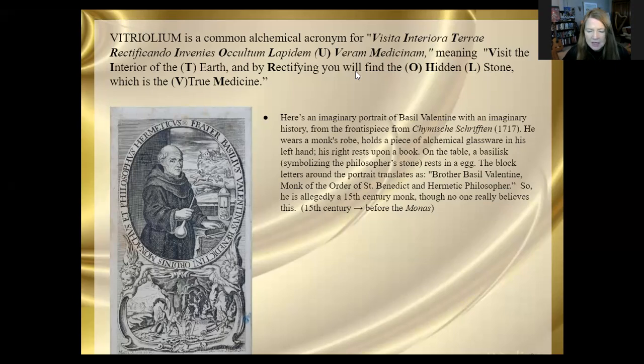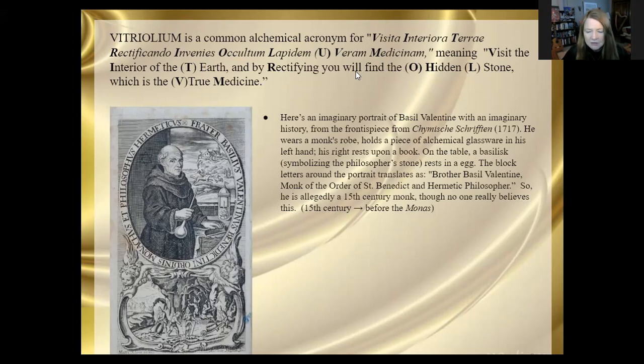There's a basilisk on the table, which would symbolize the philosopher's stone. The word basilisk comes from, like basil, a very unusual Greek word, usually thought to mean king, although its etymology is really strange. Look into it if you love etymologies. Anyway, the basilisk is resting on an egg, probably the philosophic egg. The block letters, like Roman block inscription letters around the portrait, would translate as Brother Basil Valentine, monk of the Order of St. Benedict and Hermetic philosopher.